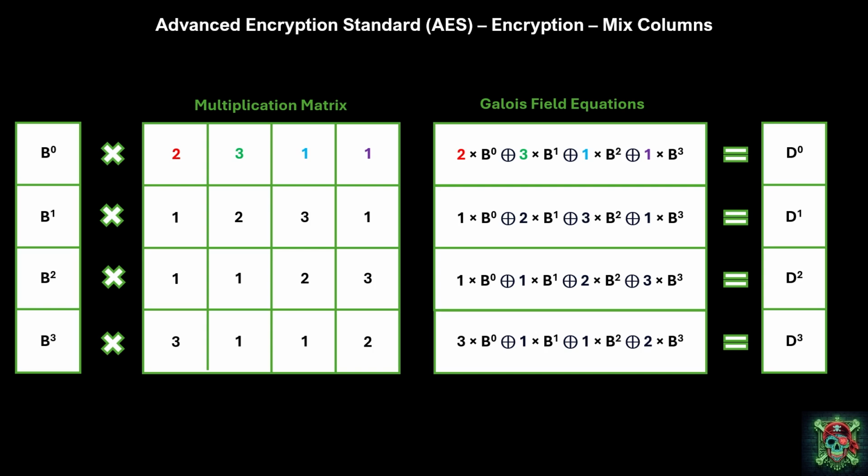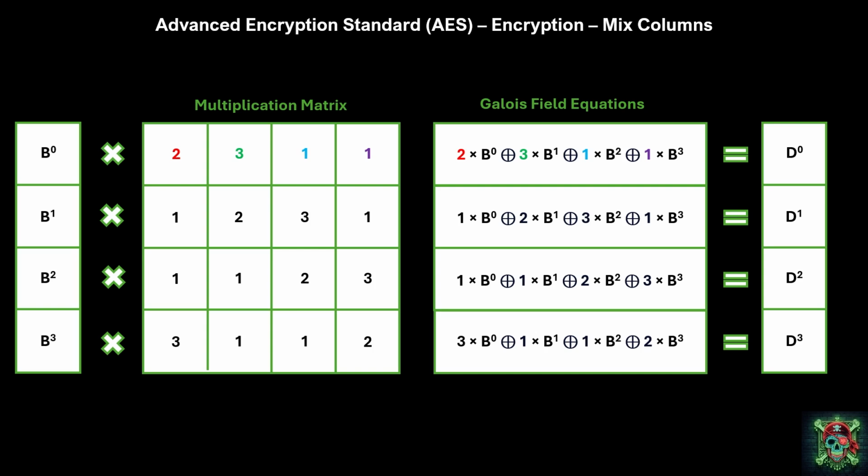On the right-hand side, we have our equations that we are going to use to get our altered bytes, represented as D0 through to D3. You can see from the colors in the top row where I have inputted our constants from the multiplication table. The equations contain two operators, multiplication and addition. However, these operators work differently within a Galois field than they would normally. Addition in a Galois field is done through the XOR operation that we are already familiar with.